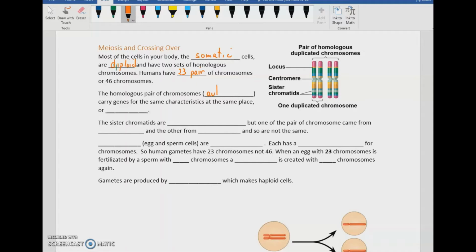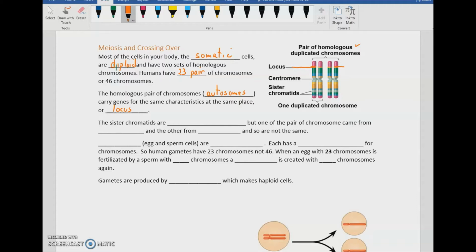Sometimes you'll see that word. Homologous chromosomes carry genes for the same characteristic in the same place, or locus. Let's look over here at our pair of homologous duplicated chromosomes. You have a locus right here, and let's say that the gene for eye color is at that position. If it's at that position on this chromosome, it's also at that position over here on this other chromosome. One of these chromosomes came from mom, and the other came from your dad.